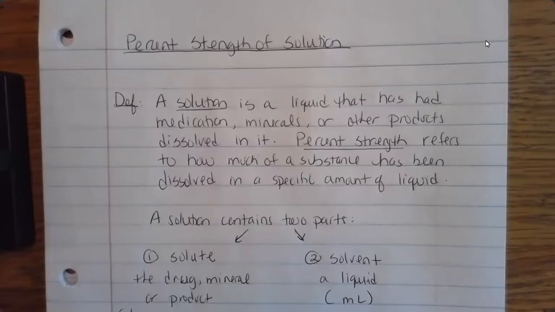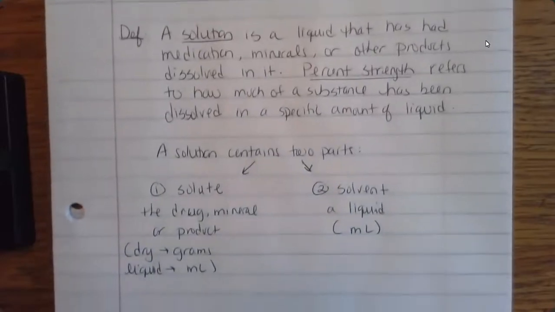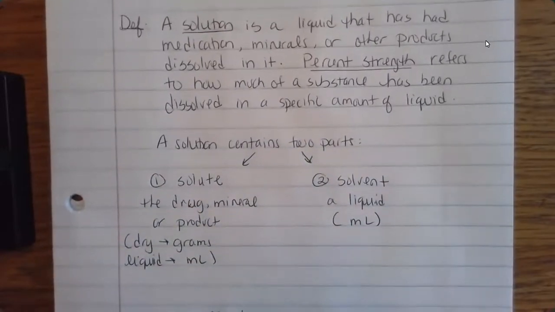When we talk about solutions, they contain two parts. So you have the solute, which is the actual drug, mineral, or product that's being dissolved. If it's a dry substance, it's in grams. And if it's a liquid substance, it's in milliliters. And then that's getting dissolved into a solvent, which is some sort of liquid. And that is always in milliliters.